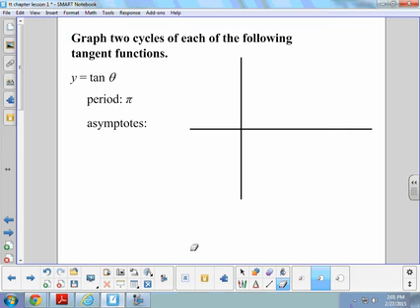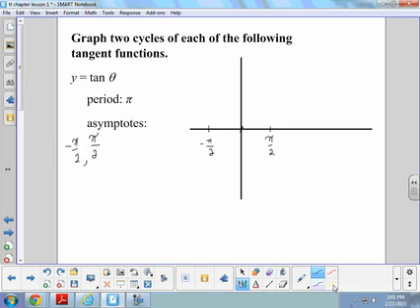So on the first one, we're going to just go with a really basic one. And we're going to graph a couple cycles. So I've got my period is pi. Two of my asymptotes are going to happen at, instead of writing it as plus or minus, one at positive pi over 2 and one at negative pi over 2. So let's go ahead and sketch those in first. Let's say that right there is negative pi over 2. There's 0 right there. That would make that pi over 2.